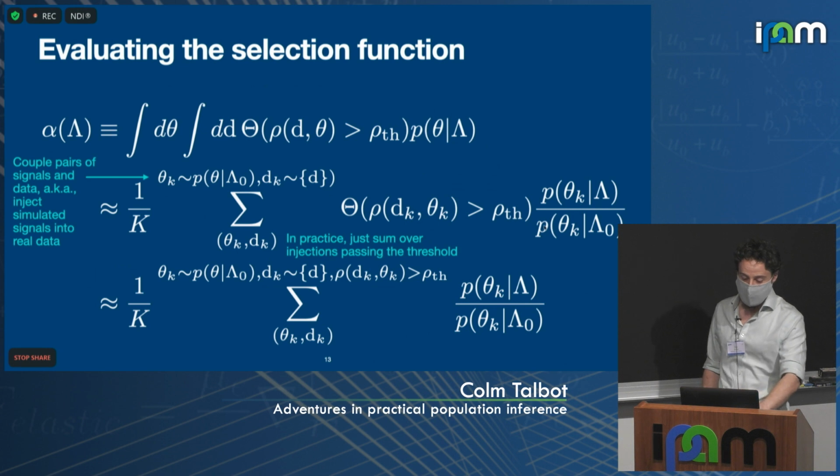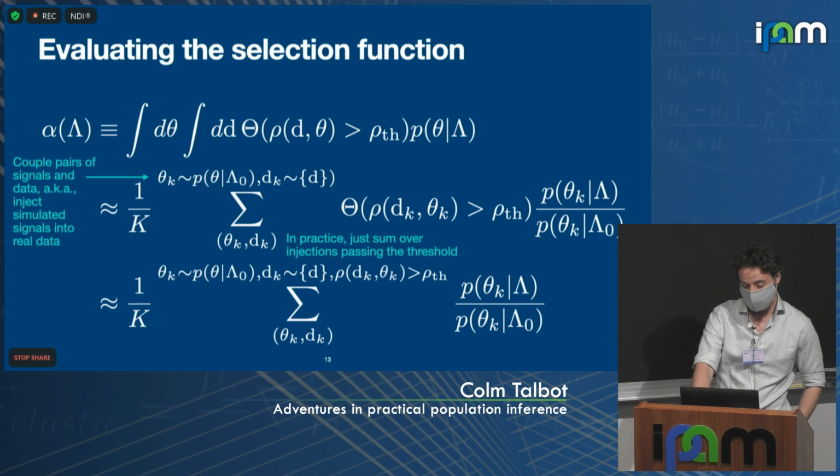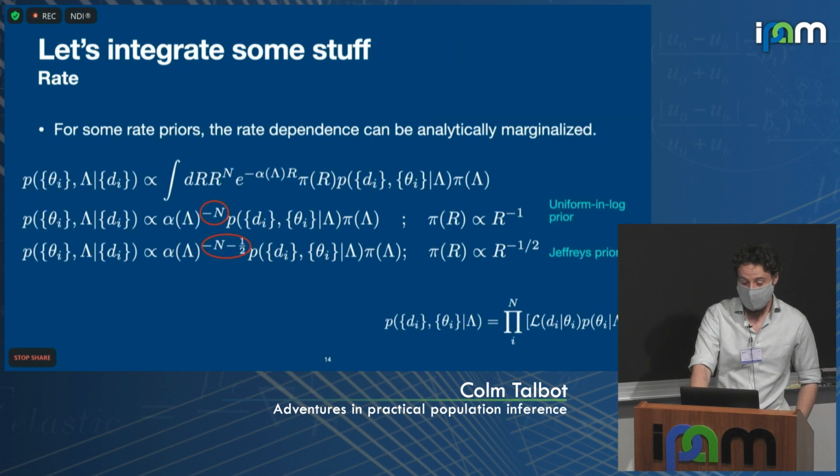And so yeah, this is the final thing. This is an integral that we have at the core of our analysis, this sum over found injections of this quotient here. So great, we can now evaluate our selection function numerically. So we can integrate some more things.